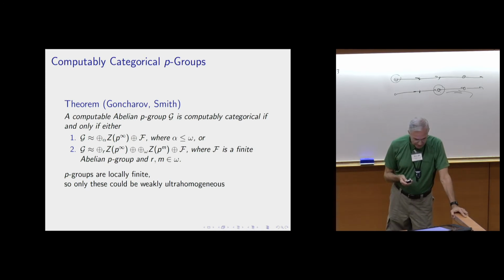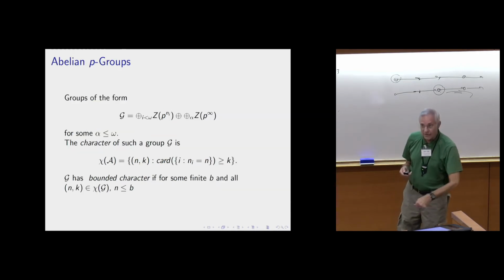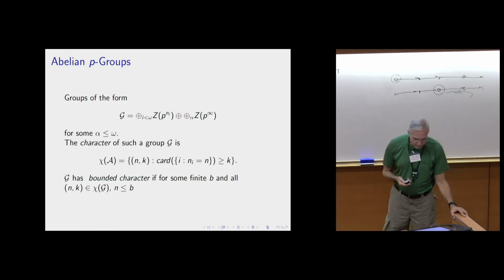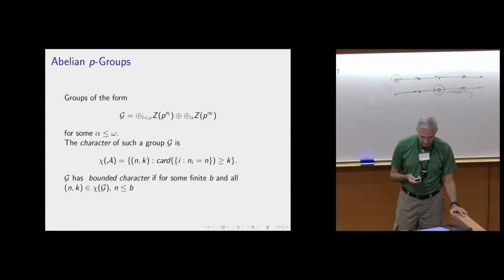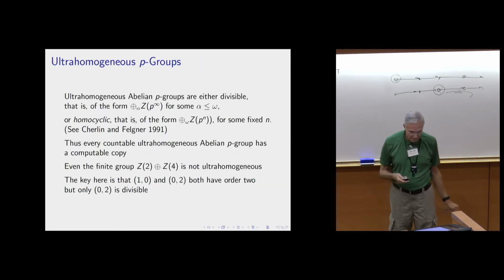Okay. And this turned out to be interesting. You can talk about a character for a group, just like we talked about the character for injection structures. If you have a certain number of cyclic groups of various sizes, that sort of measures the complexity there.